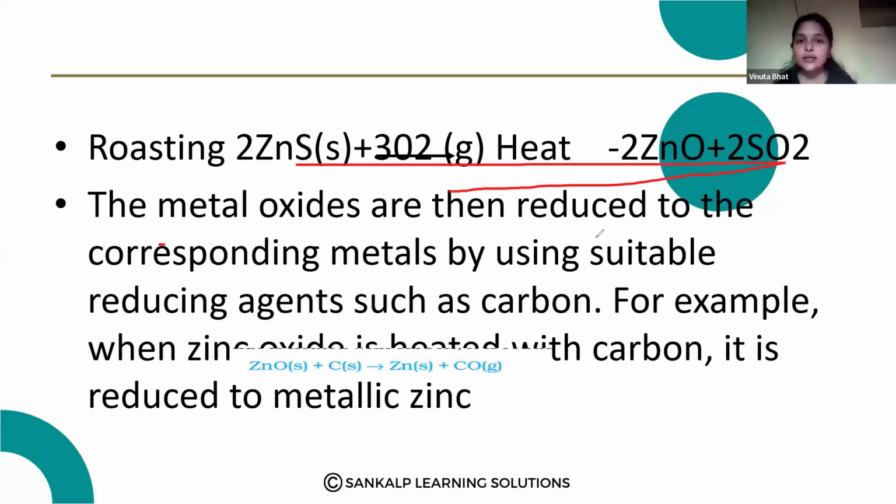Then the metal oxide is reduced. So this metal oxide is reduced by using a reducing agent such as carbon. Here zinc oxide in the presence of carbon is reduced to zinc and carbon monoxide is formed.